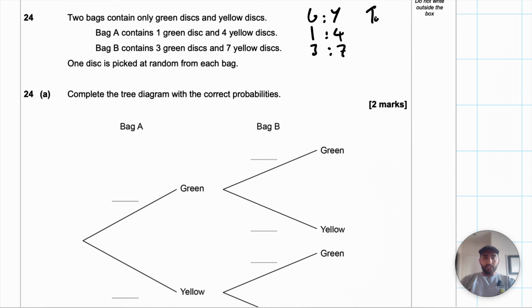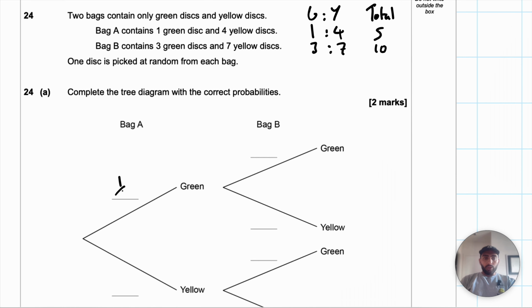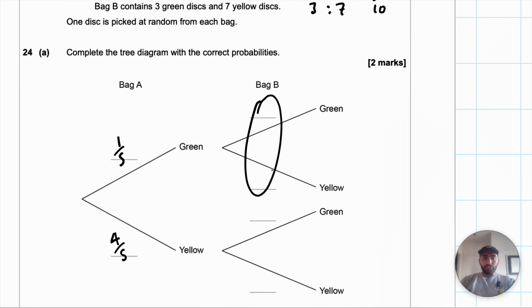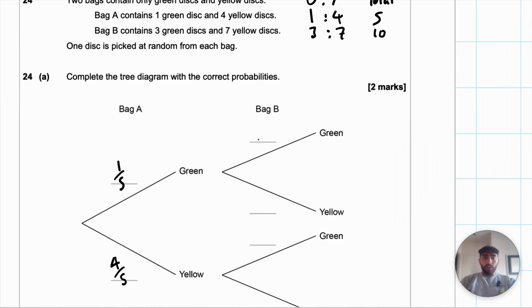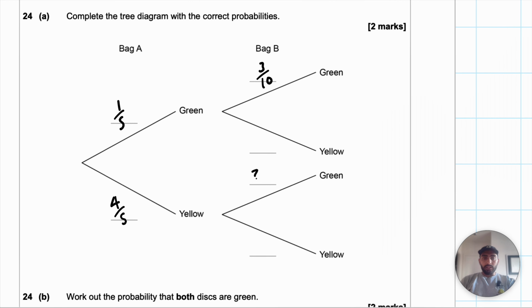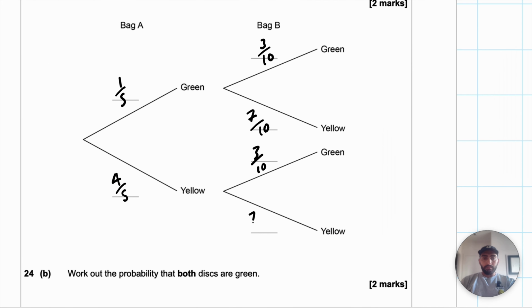Let's first find out how many total discs there are in each bag. 1 add 4 is 5, and 3 add 7 is 10. For this first green pick, we've got 1 out of 5, so it'd be 1/5. And for the yellows, it'd be 4 out of 5. And you can see that both of these add up to make 1. So that's a quick check that you can do. Both of these should always add up to make 1. For bag B, we've got 3 out of 10 for green. And it'd be the same for this one, 3 out of 10. And that one is 7 out of 10. And you can see they add up to 1.